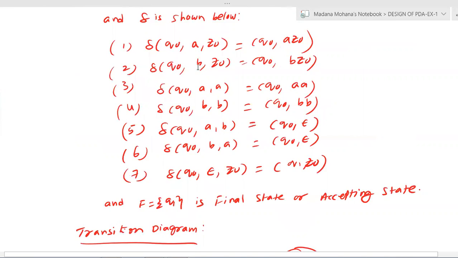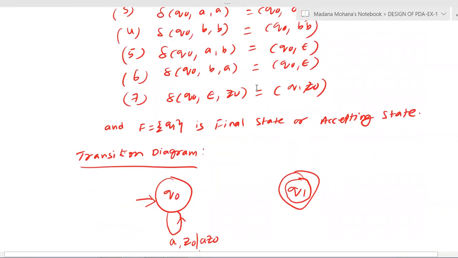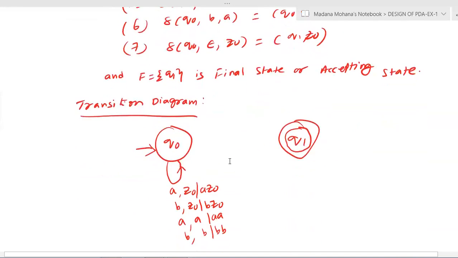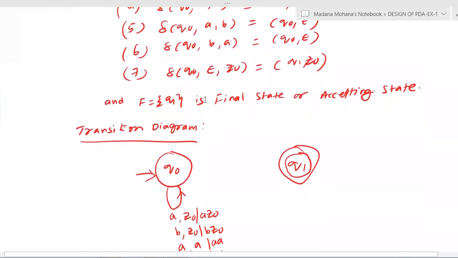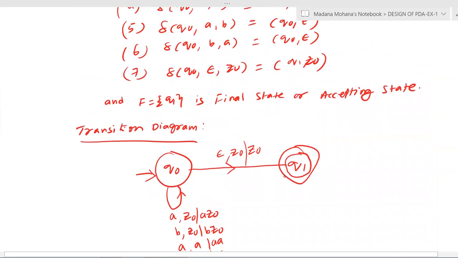See q0 on a Z0, q0 on b Z0, q0 on aa, then q0 on bb. The same state, and with pop also the same state. So the fifth and sixth transitions also go to the same state itself. Input is a and the stack top is b, then b is erased by null. Input is b and the stack top is a, now this is erased by null. Now you can see the fifth and sixth transitions are also included. Then the last transition, q0 with the empty string and the initial stack symbol Z0, goes to q1. Here the input is empty, that is null, the stack contains Z0 initially, and after the move it contains the same Z0 only. Now this is the PDA transition diagram for the above PDA.